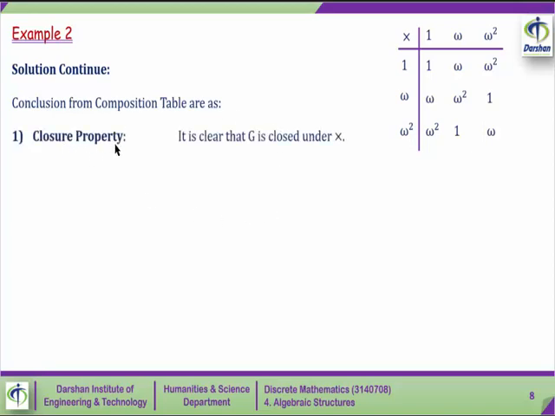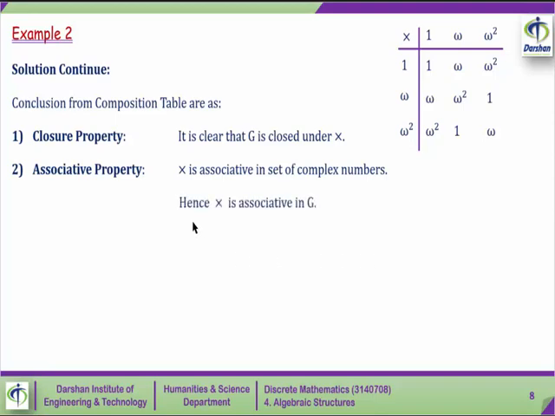First property is closure property. It is clear that G is closed under multiplication because if we take multiplication between any two elements then we get an element from G. Therefore G is closed under multiplication. Second, associative property. We know that multiplication is associative in the set of complex numbers. Therefore multiplication is associative in G. Third, identity element. From the composition table we get 1 is the identity element.